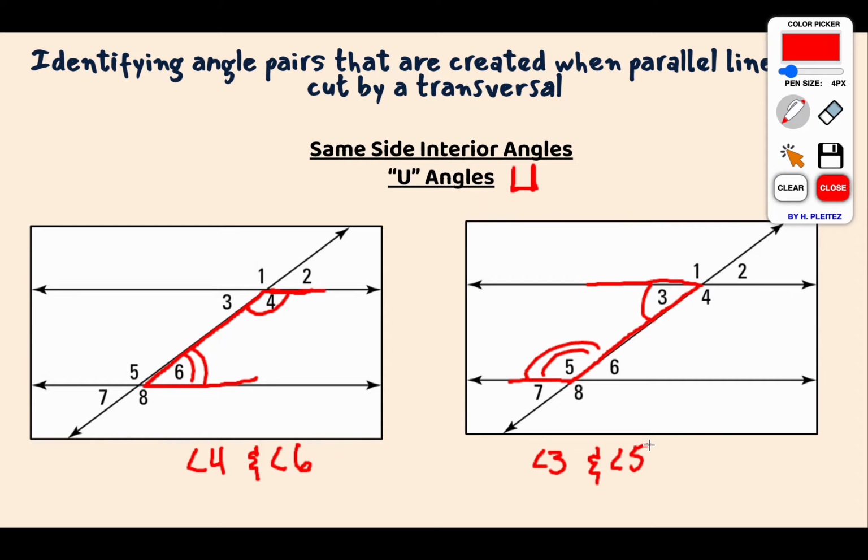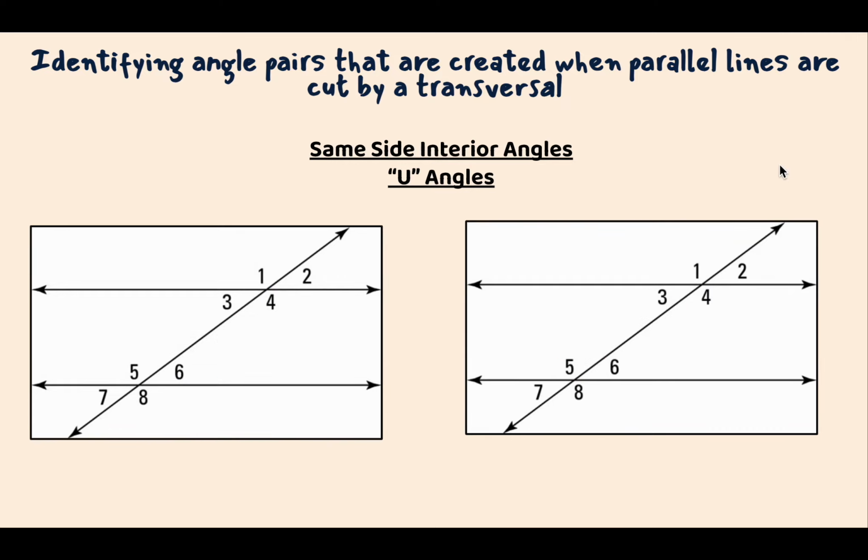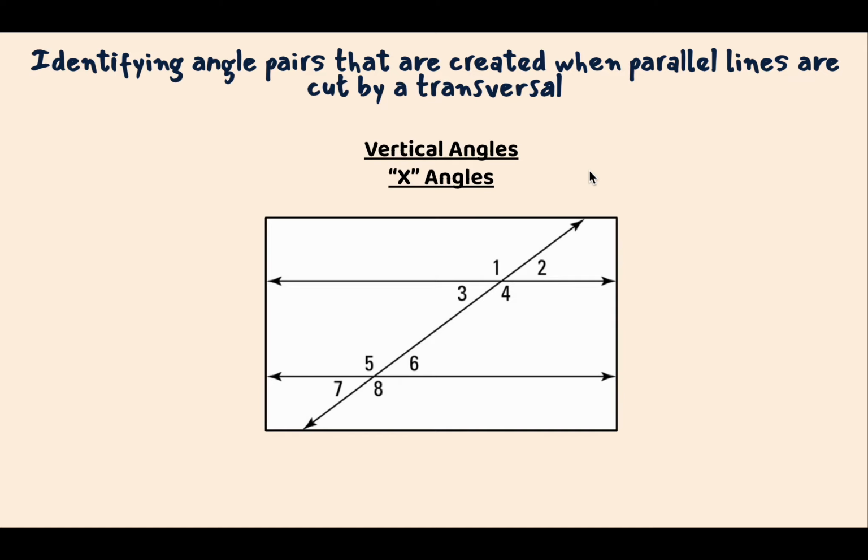So again, this transversal image is kind of nice looking, but if your transversal is in a different direction, it might not look as clean and as nice as this, but the same properties would still apply. That's why it helps to use your highlighter to help you follow along. And it also helps to remember the letters here, so the Z's, the F's, and the U's.